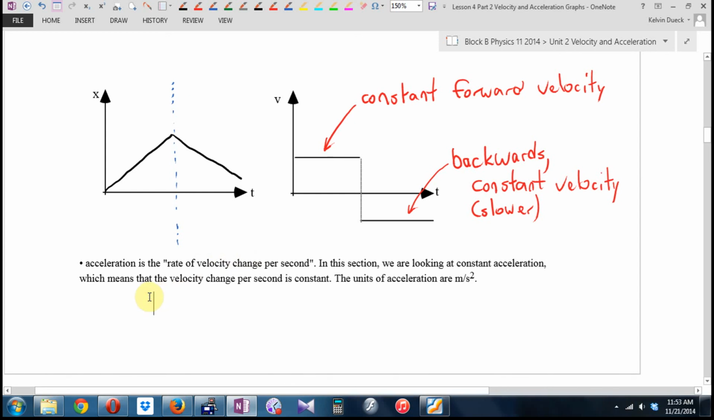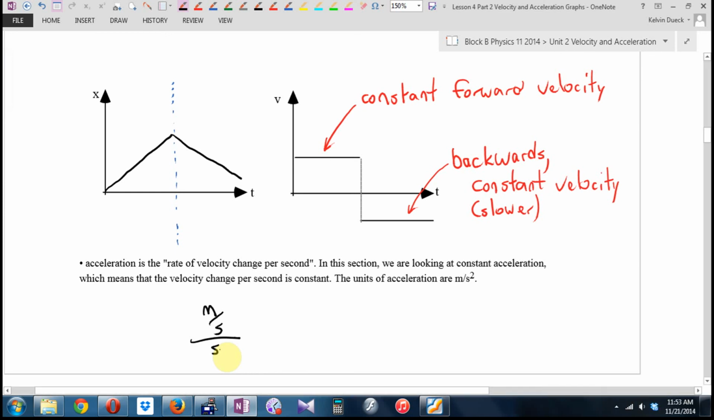Acceleration is the rate of velocity change per second. I'm going to finish with this. Whenever we talk about the rate, what we really mean is divide by time. Acceleration is how fast velocity changes every second. It's meters per second per second.